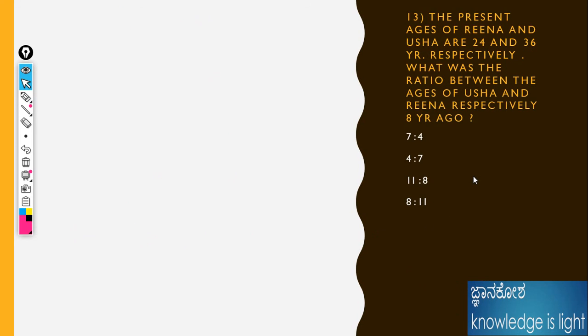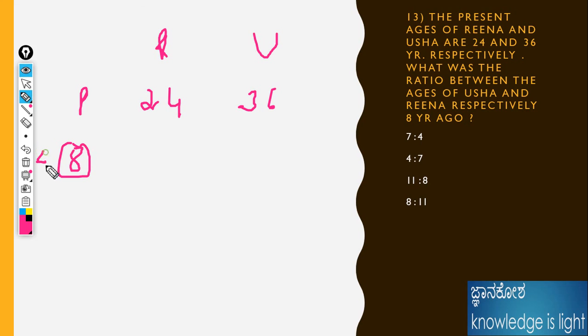Okay, next one. The present ages of Reena and Usha. They give the question as present age. Observe carefully. What is the question? Reena and Usha's present ages are 24 and 36 respectively. What was the ratio between the ages of Usha and Reena respectively 8 years ago? 8 years ago, we need to subtract: 24 minus 8 is 16, and 36 minus 8 is 28, isn't it? What is the ratio of these things?